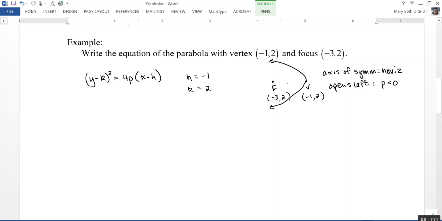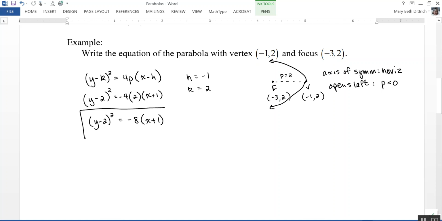Oh, and then I know this distance right here between the vertex and the focus is p, and from -3 to 1 is 2 units, so p is equal to 2. So I will have (y minus k) squared equals 4 times p times (x minus a negative 1). And since p is going to be negative, I'm going to put a negative sign there. So cleaning that up, (y minus 2) squared is equal to negative 8 times (x plus 1).